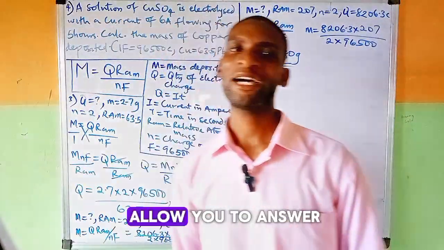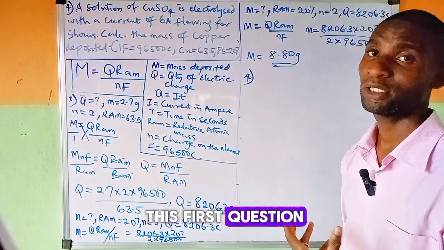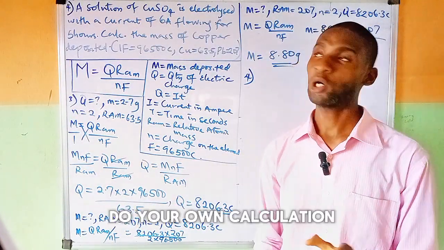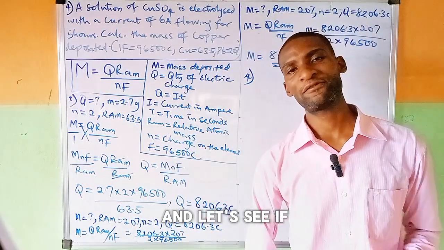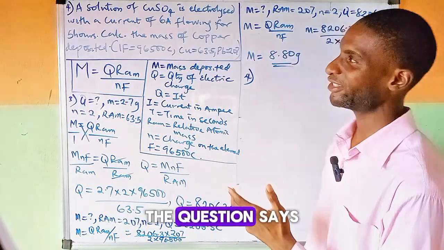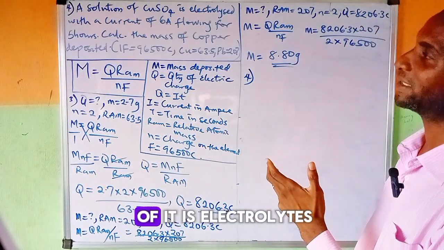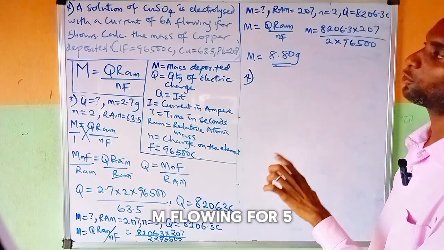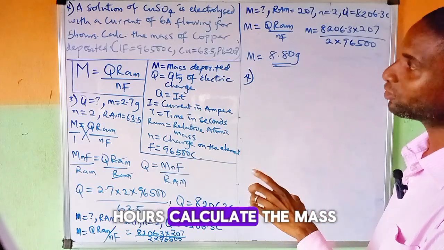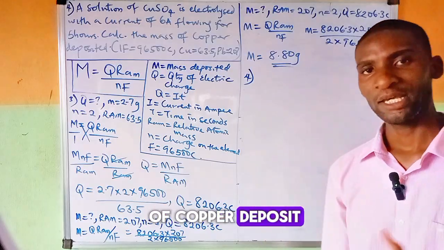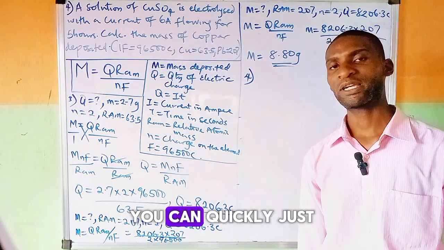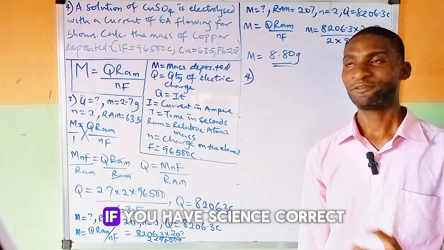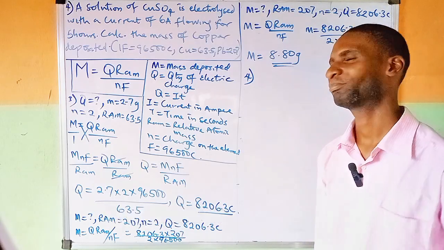Now let's go to the fourth question, number 4. Now I'm going to allow you to answer this fourth question. I will give you the time. You can pause this video, do your own calculation, and let's see if your answer will be correct. The question says a solution of copper sulfate is electrolyzed with a current of 6 ampere flowing for 5 hours. Calculate the mass of copper deposited. So you have the time, you can quickly pause this video and do your calculations and let me know if your answer is correct.